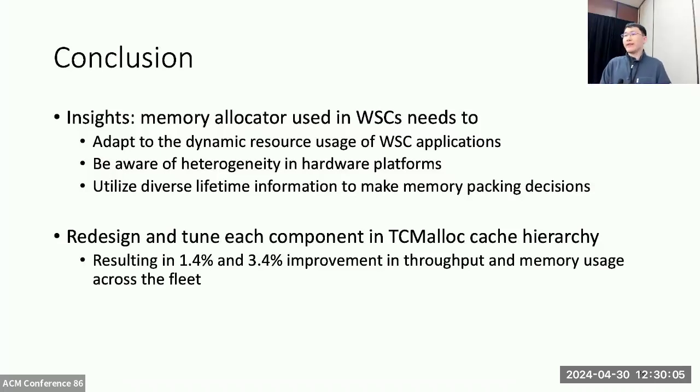Although in this work we are focusing on TCMalloc, the memory allocator used by Google, most modern memory allocators, whether it's jemalloc or mimalloc, share a similar tiered cache structure, and they're also packing memory objects at different granularities. So the insights we have learned and the optimizations we have can be applied to other memory allocators that are used for data center workloads. That's what I was thinking. Thank you.